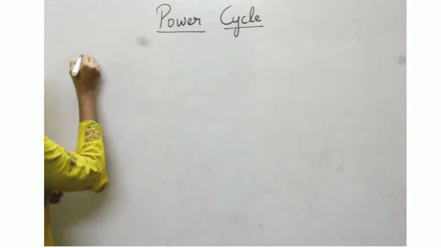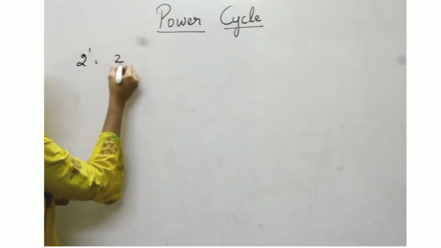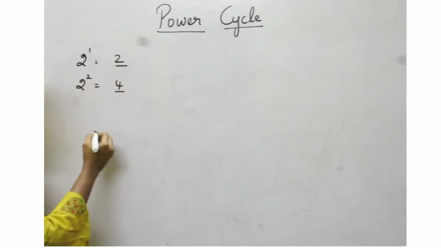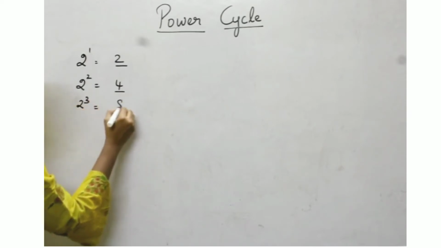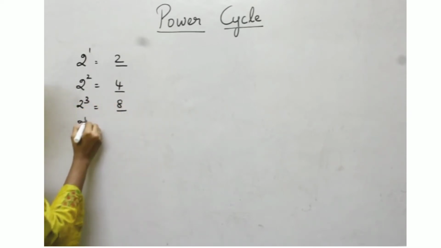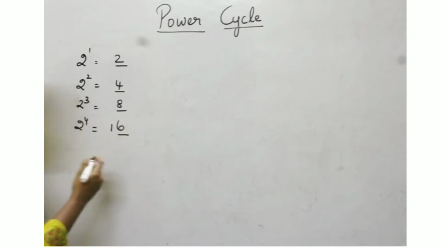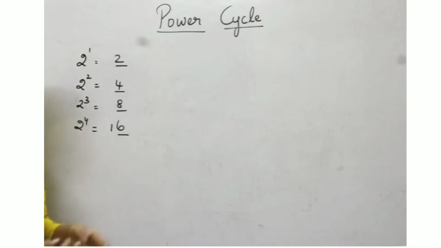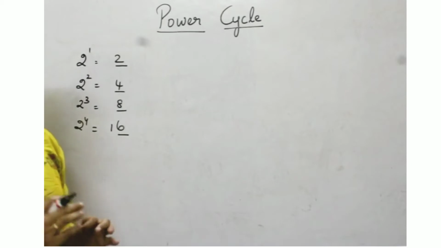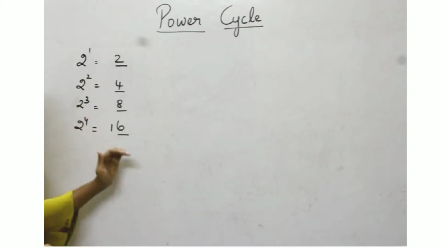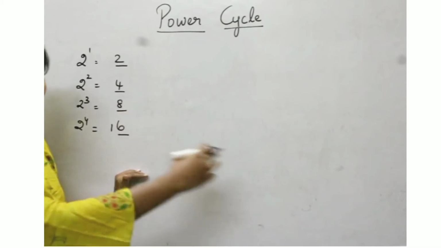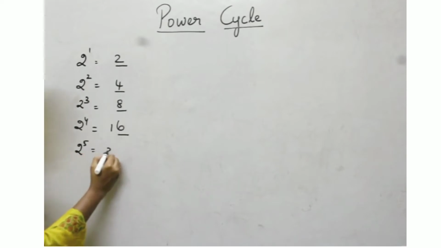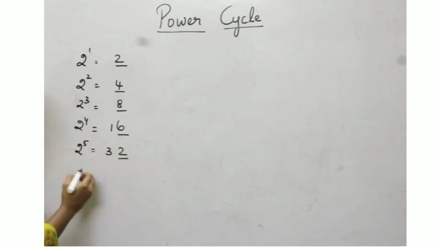So starting with powers of 2, 2 power 1 is 2, where the unit digit is 2. 2 power 2 is 4, where the unit digit is 4. 2 power 3 is 8, where the unit digit is 8. 2 power 4 is 16, where the unit digit is 6. If you observe carefully, I am concentrating only on the unit digits, the reason being we are going to find only the unit digit of the expression. I would be doing the same for the other powers too. Now, proceeding with 2 power 5, which is 32, the unit digit is 2 again.